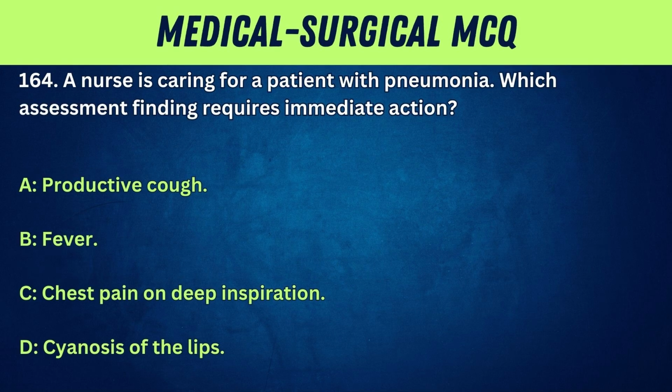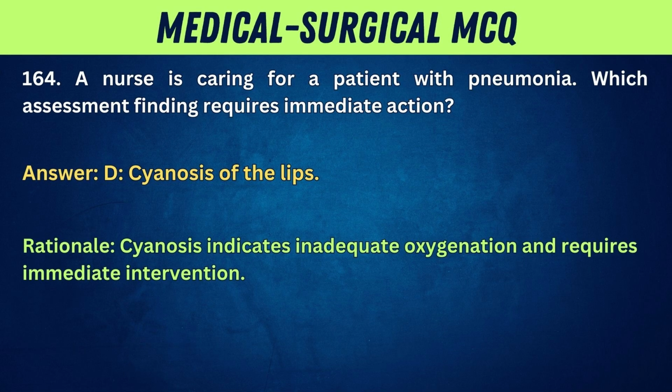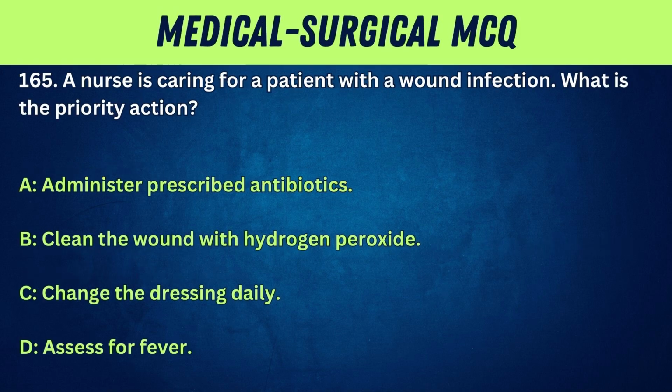164. A nurse is caring for a patient with pneumonia. Which assessment finding requires immediate action? A. Productive cough. B. Fever. C. Chest pain on deep inspiration. D. Cyanosis of the lips. Answer: D. Cyanosis of the lips. Rationale: cyanosis indicates inadequate oxygenation and requires immediate intervention.